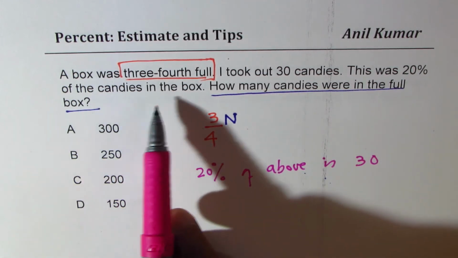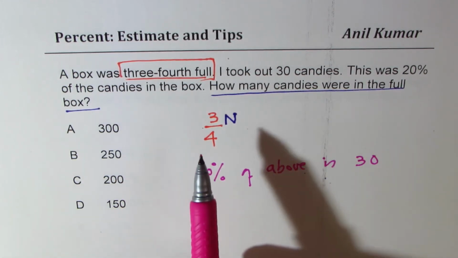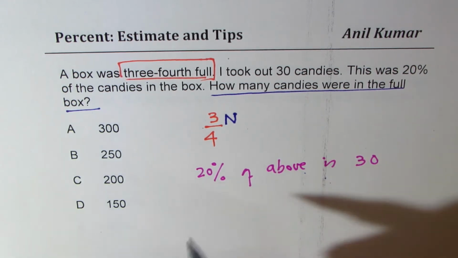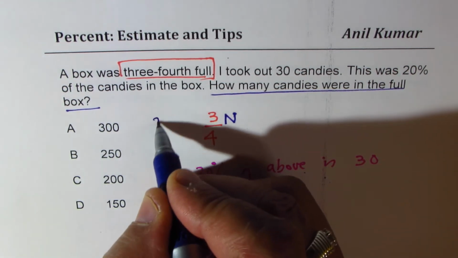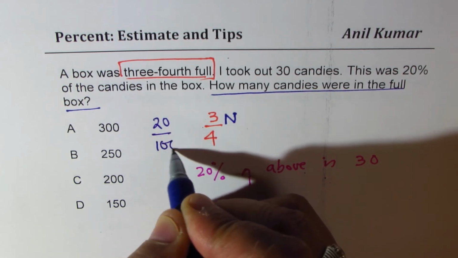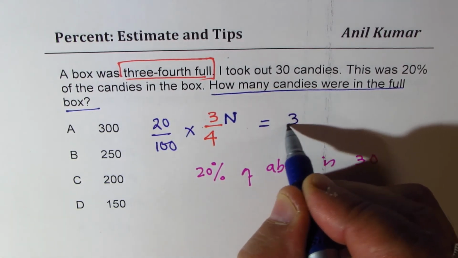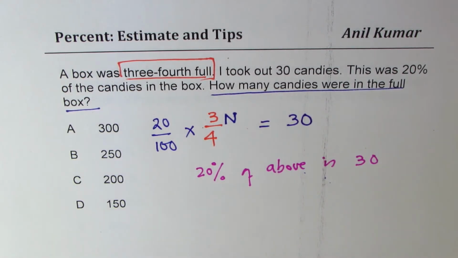This was 20% of the candies in the box, right? So that is what we are saying. So 20% of the above means my equation will be what? I have to do 20% of all this. 20 out of 100. Of means times. Is means equal to 30. Does it make sense to you? So that is how we get a neat equation.